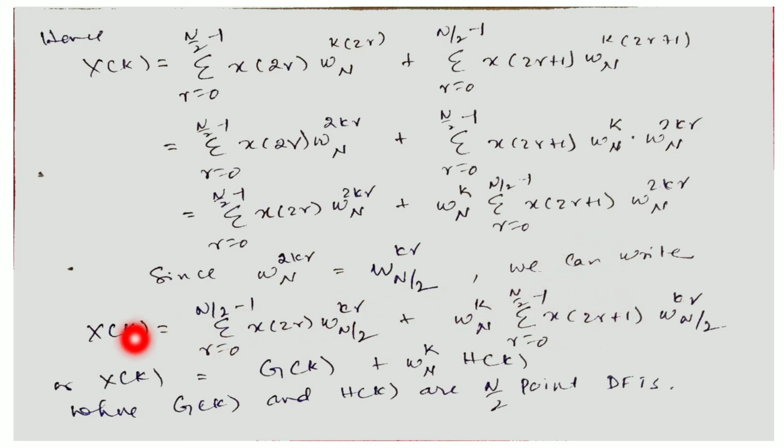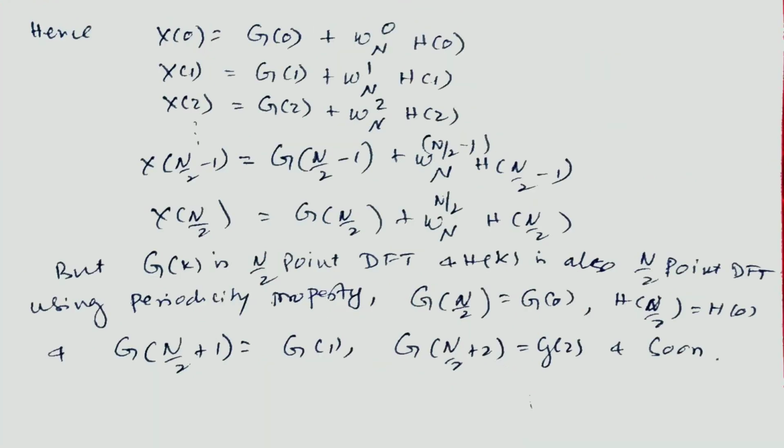That means this n point DFT x of k is now obtained as a summation of 2 n by 2 point DFTs. This is one n by 2 point DFT and this is another n by 2 point DFT. So the first n by 2 point DFT here I am representing with g of k, and the second n by 2 point DFT I am representing by h of k, so that I am able to write x of k is equal to g of k plus wn power k h of k, where g of k and h of k are both n by 2 point DFTs.